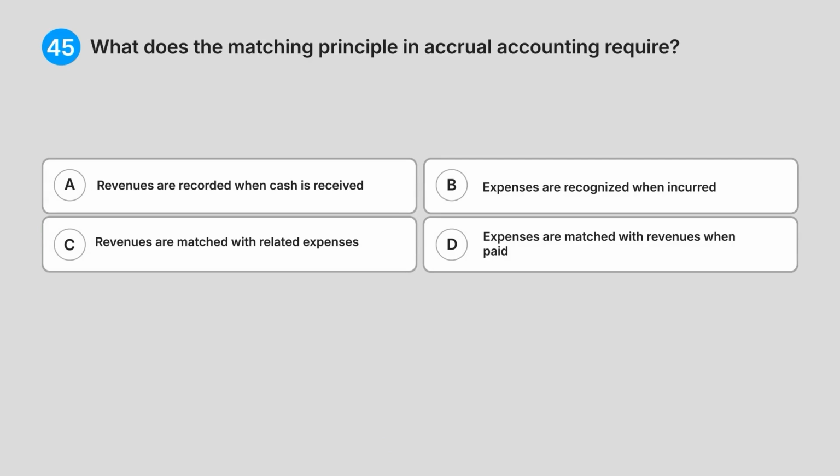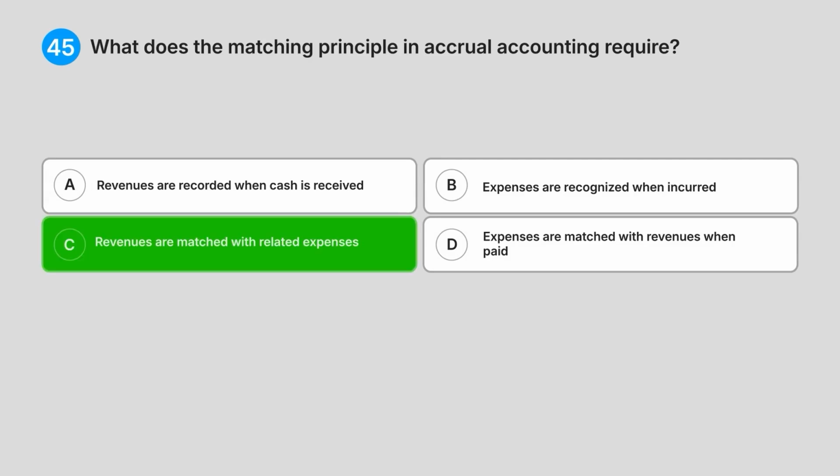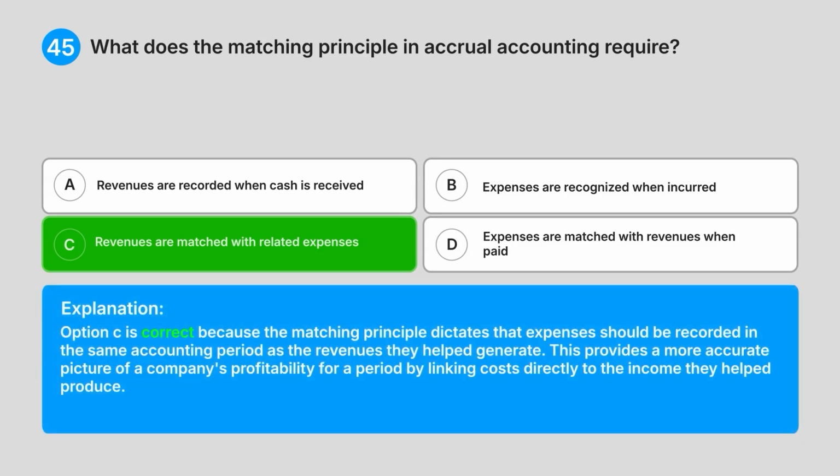Correct answer, C. Revenues are matched with related expenses. Explanation. Option C is correct because the matching principle dictates that expenses should be recorded in the same accounting period as the revenues they helped generate. This provides a more accurate picture of a company's profitability for a period by linking costs directly to the income they helped produce.